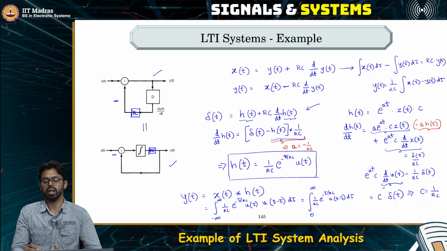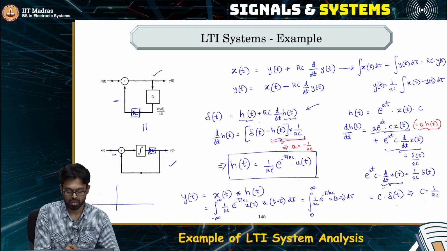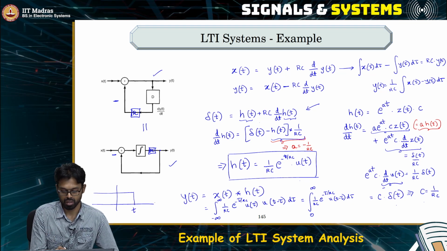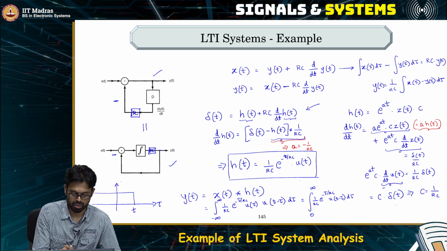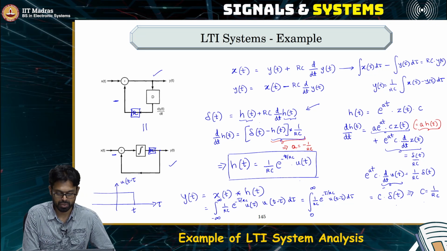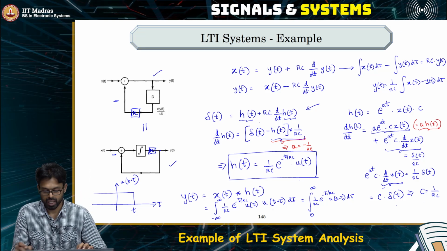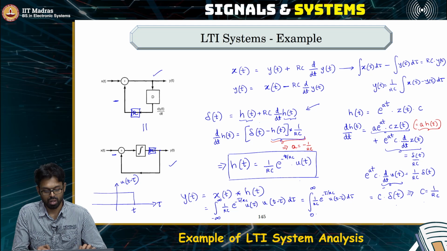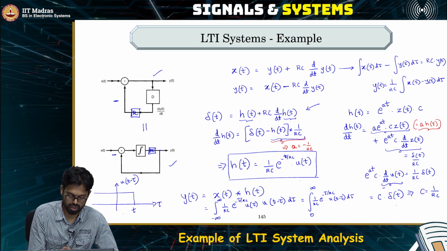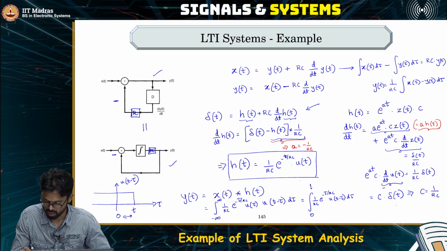And u(t minus tau), when you plot it, how does it look like? u(t minus tau) is something of this form, where this is t. This is the time reversed version of the step function. Okay. So the entire integral is now non-zero only when tau is between 0 and t. So the integration is now between 0 and t.